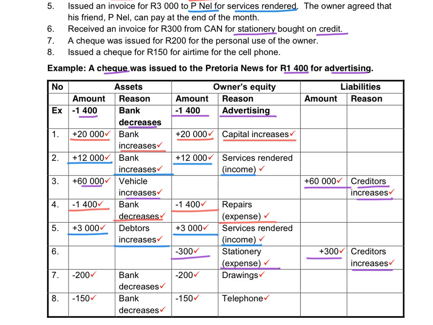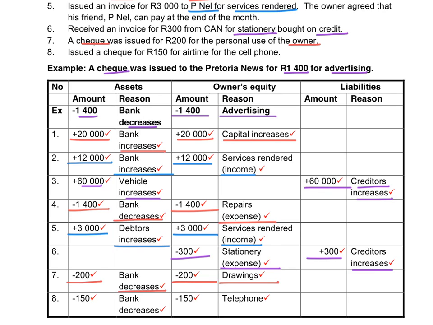A check was issued for 200 for the personal use of the owner. Money went out of the bank. The owner takes things for himself, so it means that we must take it to one of the two owner's accounts. If he takes anything from the business, it will be drawings. There is less money in the bank, so bank decreases with the 200 rand. Drawings is the owner's account when he takes from the business, and that means that the business owes him 200 rand less, and his equity decreased with 200 rand.